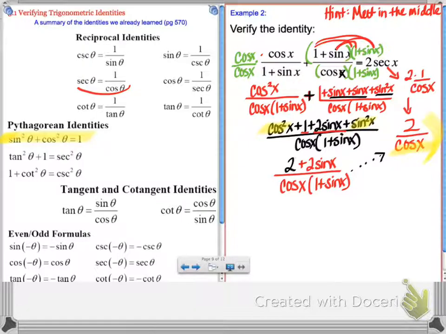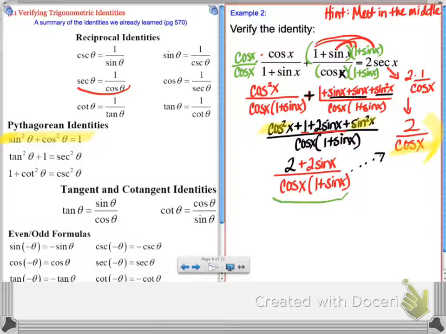I end up getting 2 plus 2 sine of x. I'm going to pause here, remind myself of where I'm headed. I want 2 over cosine of x. So remember, I still want to cancel that stuff in the denominator. Now be real careful when you're simplifying things. With fractions, you can only simplify factors on top and bottom, which is why I left this factored and I did not distribute the cosine x out.